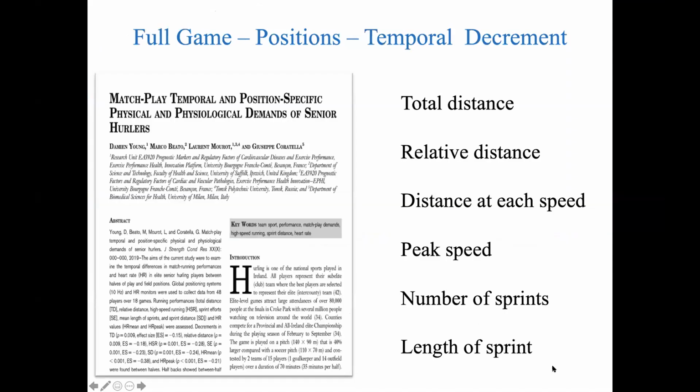So the first set of results come from a study that investigated the match play temporal and position-specific physical and physiological demands of senior hurlers. There are 18 games used in this study, including National Hurling League and Championship matches. The variables that were investigated included total distance, which is the volume of distance over the game, the relative distance, so the distance covered every minute, the distance covered across 5 different speed zones, the peak speed, the total numbers of sprints, and the mean length of sprint.